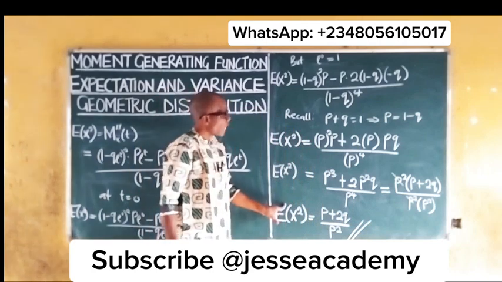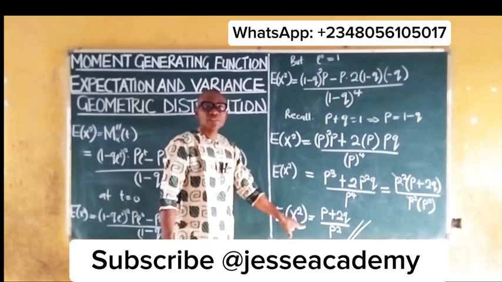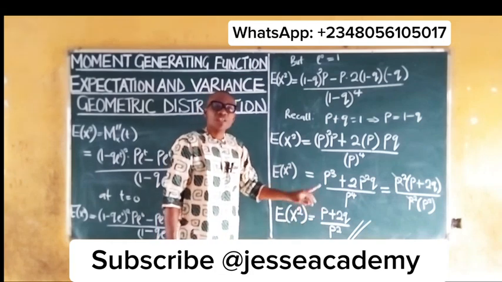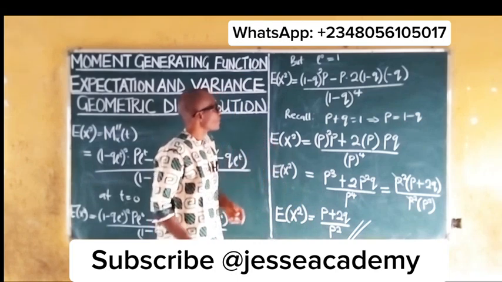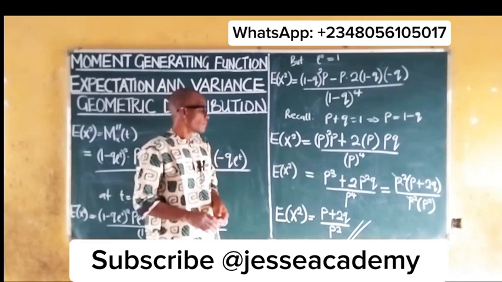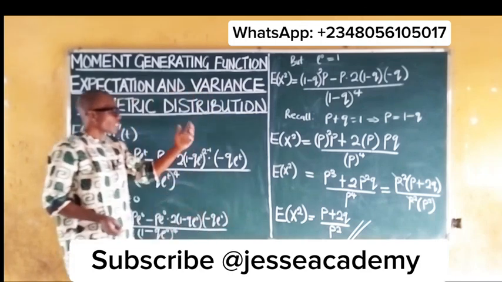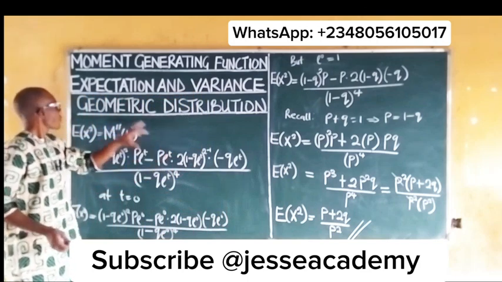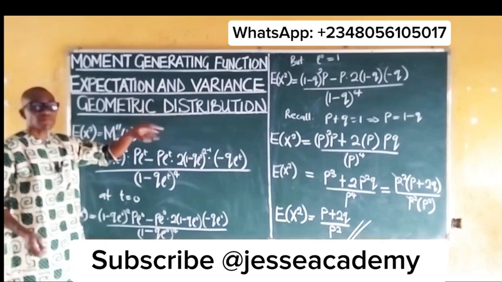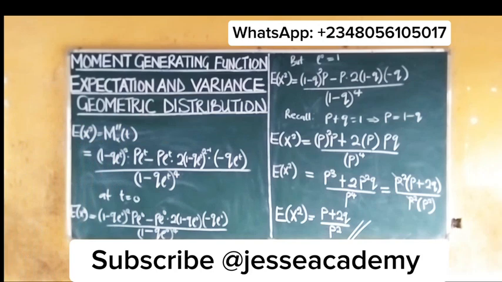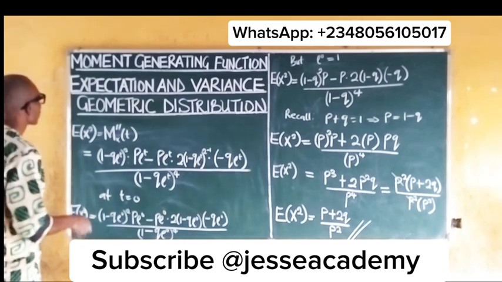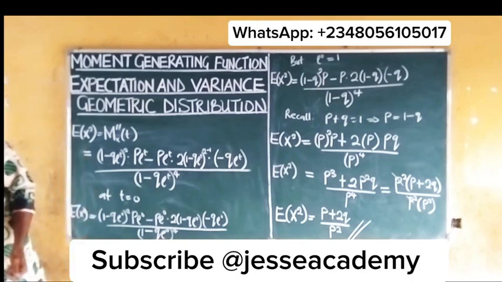So this becomes our expected value of x squared. This is what we get. Remember, our expected value of x is 1 all over P. Yes, this is how to obtain the expectation for the geometric distribution of the moment generating function. The next thing to do is to obtain the variance for the geometric distribution of the moment generating function.